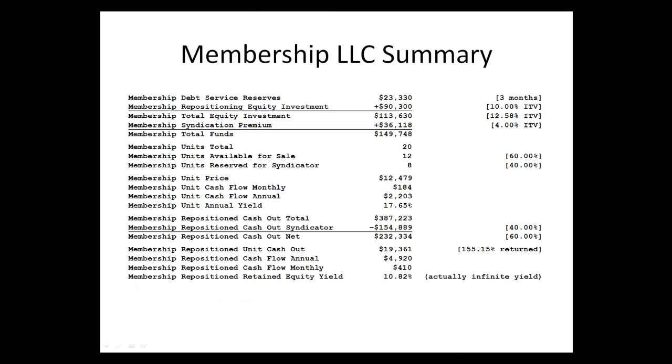And this is the membership LLC summary from the previous video, showing that the total funds $149,748, and the ownership is split 60% for the common equity investors, 40% reserved for the syndicator, and that also applies to the repositioning cash out. 40% of the cash out on the refi goes to the syndicator, 60% goes to the common equity holders, the investors, which represents 155.15% returned to the common equity investors after 1 year.